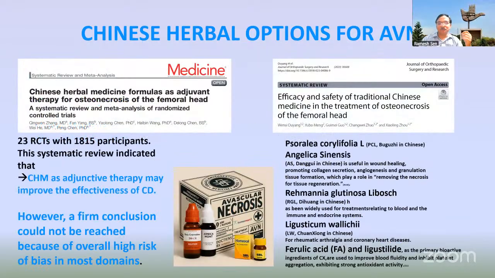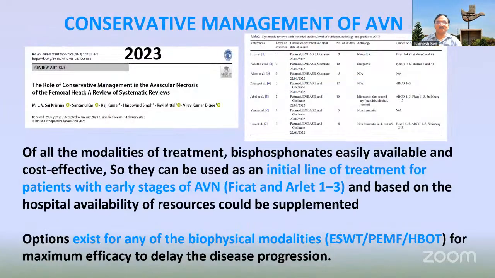In comparison, there are a reasonable number of studies in China. I looked at the systematic reviews and meta-analyses. This meta-analysis is of 23 randomized control studies. They found it could be adjunctive or not, but they concluded that we can't make a firm conclusion that this is useful, so it should not be part of the treatment in these cases. So this is our latest one from India, which said that bisphosphonates may be tried because this is simple and they don't have side effects.